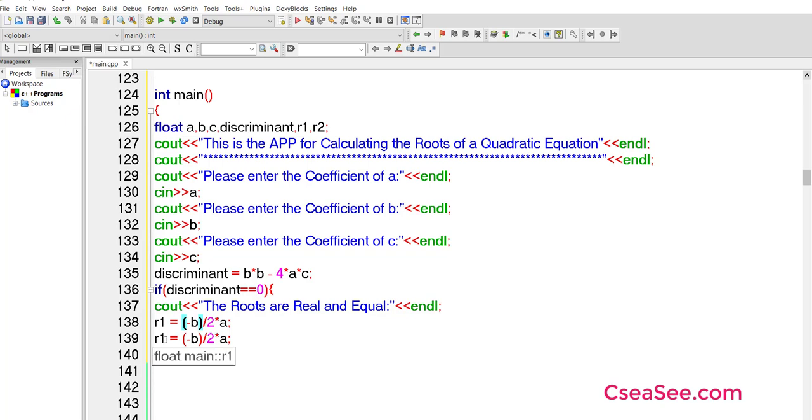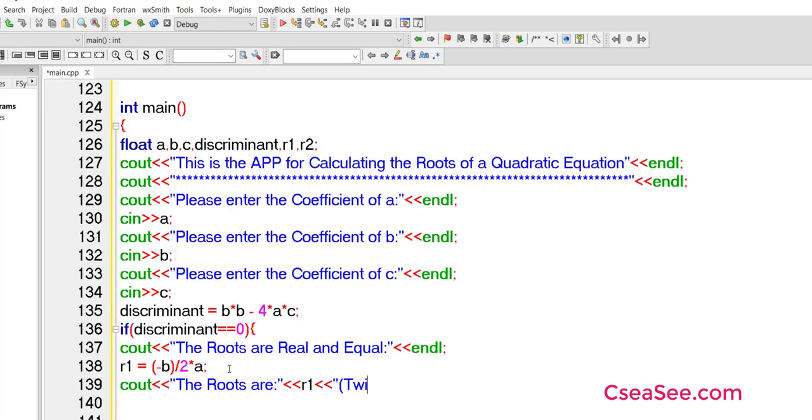So in this case what we can do is calculate just R1 and take out this. When we are printing this, we will say it like this: cout, the roots are R1, and then you place "twice" within parenthesis. So that's the understanding. That root is basically occurring 2 times.